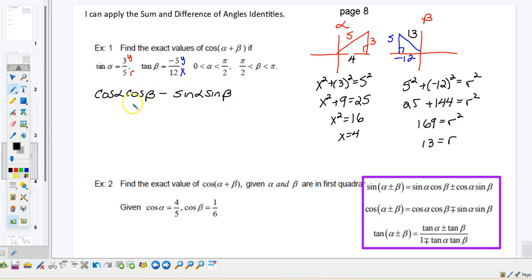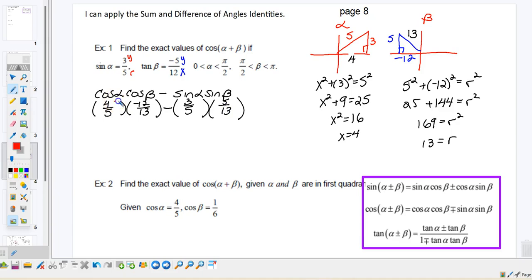And each one of these 4 terms can give me a fraction from my pictures. So cosine alpha from my alpha picture is x over r. Cosine beta is x over r. Sine alpha, back to the alpha picture, sine is y over r. And sine beta is y over r.